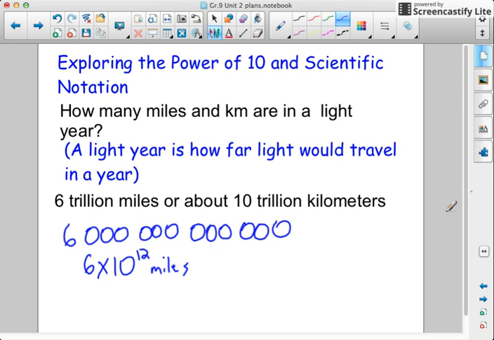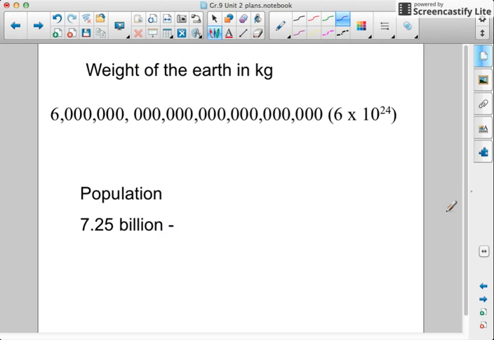Okay, knowing that, we could say it's 10 times 10 to the exponent 12 kilometers. Or if we change this 10 to a 1, it would be 1 times 10 to the 13 kilometers. Another one, weight of the earth in kilograms, 6 with 24 zeros behind it, so it becomes 6 times 10 to the exponent 24 kilograms.